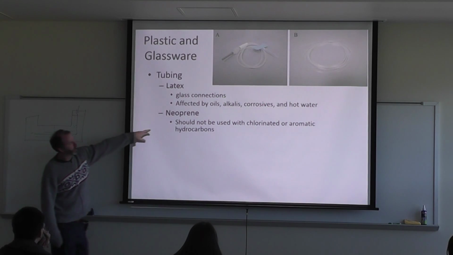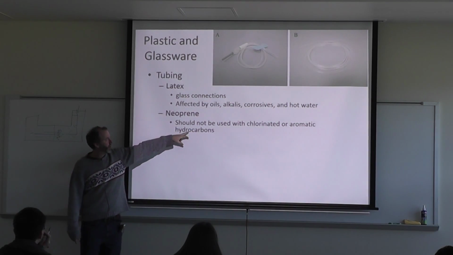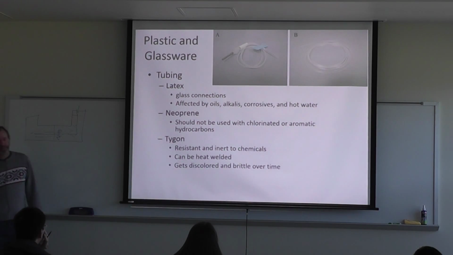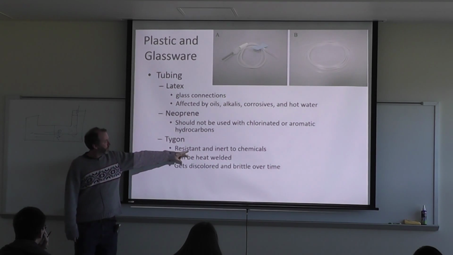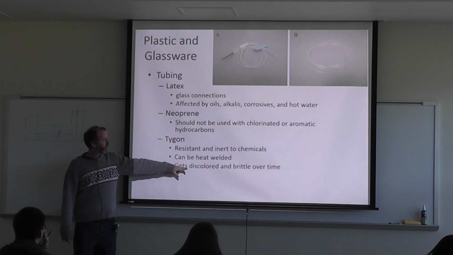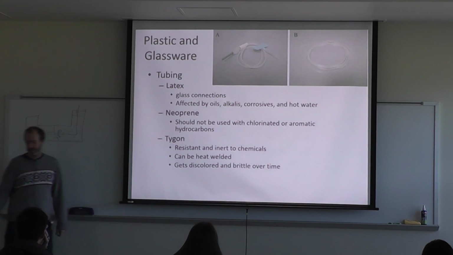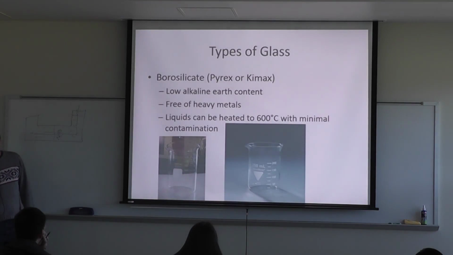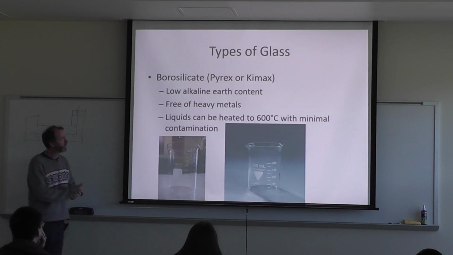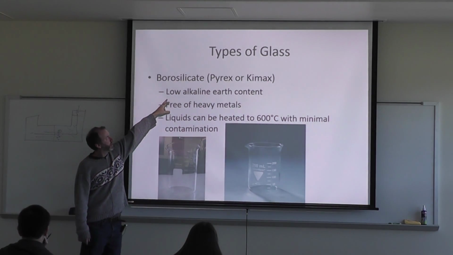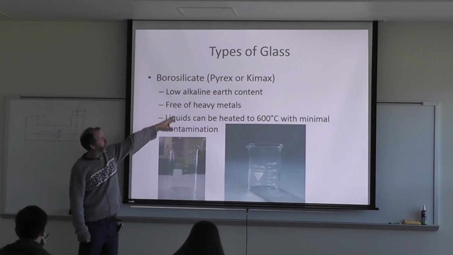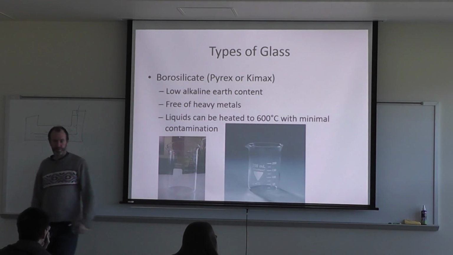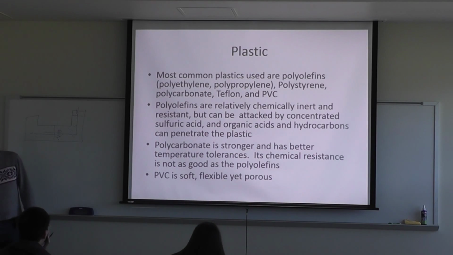Neoprene should not be used with chlorinated or aromatic hydrocarbons. So that'll react with the neoprene. Tygon is resistant and inert to chemicals, can be heat welded, gets discolored and brittle over time, however. And then Teflon is the most expensive, and it's really resistant to a lot of things. Types of glass include borosilicate, which is Pyrex or Kimax, low alkaline earth content. It's free of heavy metals. Liquids can be heated to 600 degrees with minimal contamination. So it's really good to work with stuff in glass.